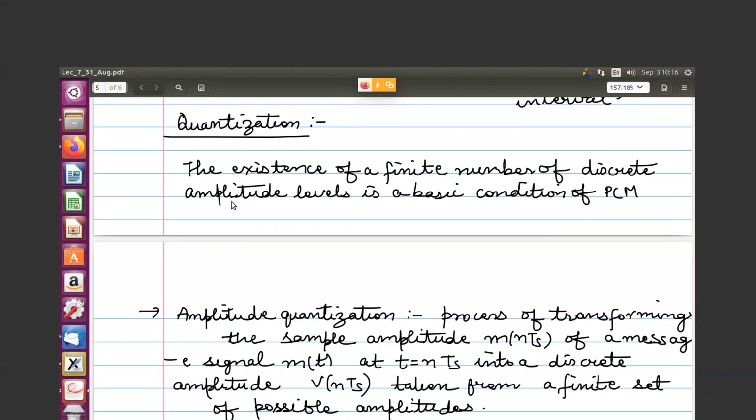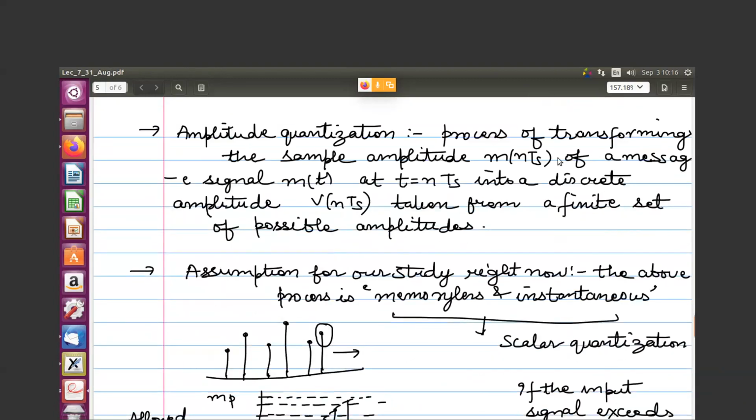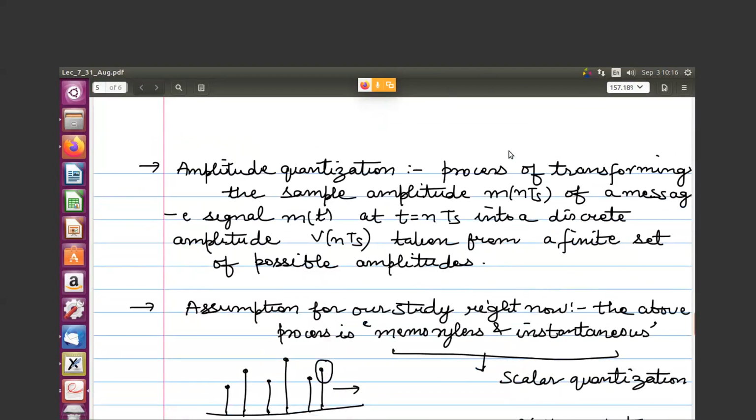You are quantizing. If you go and see the dictionary meaning of quantization or quantize, you will find there is a full relationship with what we are doing. So we said that the process of transforming the sample amplitude m(nTs) of a message signal m(t) at t equal to nTs into a discrete amplitude v(nTs) taken from a finite set of possible amplitudes. This is what I have already said: we have m(nTs), the sampled values of the analog waveform, and now we want to enforce that each m(nTs) should take some value v(nTs) which belongs to a finite set of possible amplitudes.